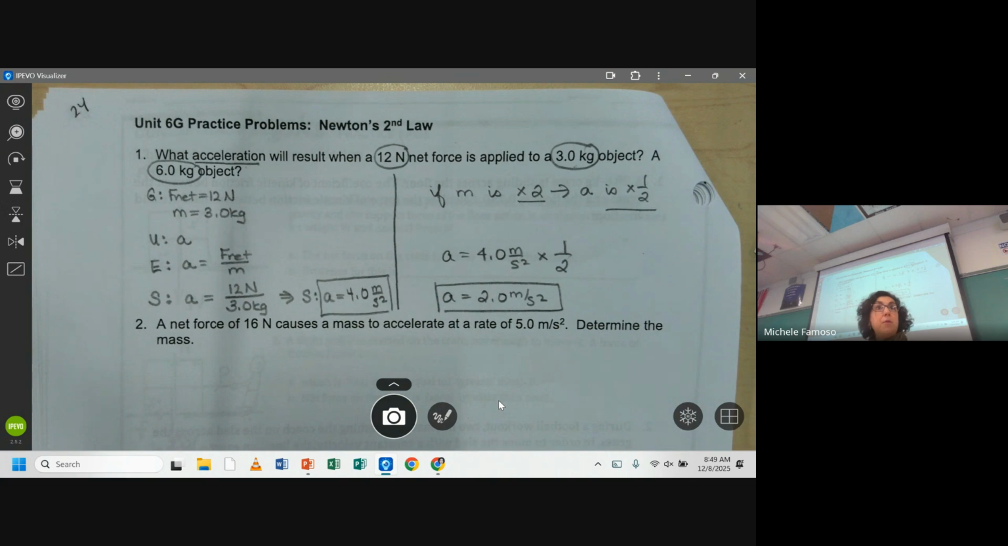And that's how we figure that out. We don't have to go through the GUESS method because we know the mathematical relationships. Now, how can I figure out that mathematical relationship without memorizing it? Because I really don't like memorizing things. I don't know about you. I don't want to have to memorize.